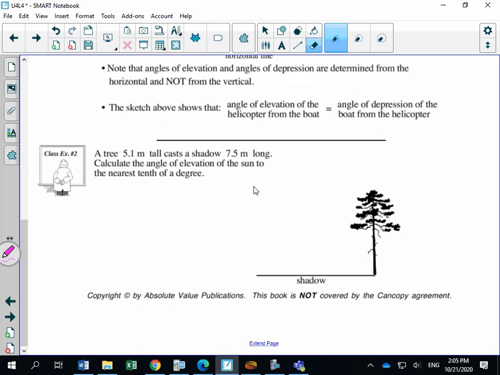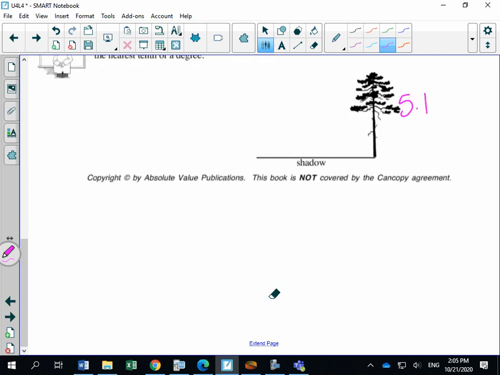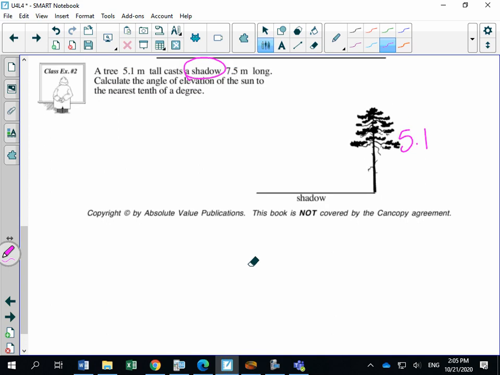So 5.1 meters should be right here. It casts a shadow. Remember, the students in the video wouldn't have heard this, but shadows are always on the ground, right? So don't ever say that your shadow is this hypotenuse. Shadows always fall on the ground. When you measure a shadow, your shadow falls on the ground, and then somebody could measure the length of your shadow. So it says the shadow is 7.5 meters long.